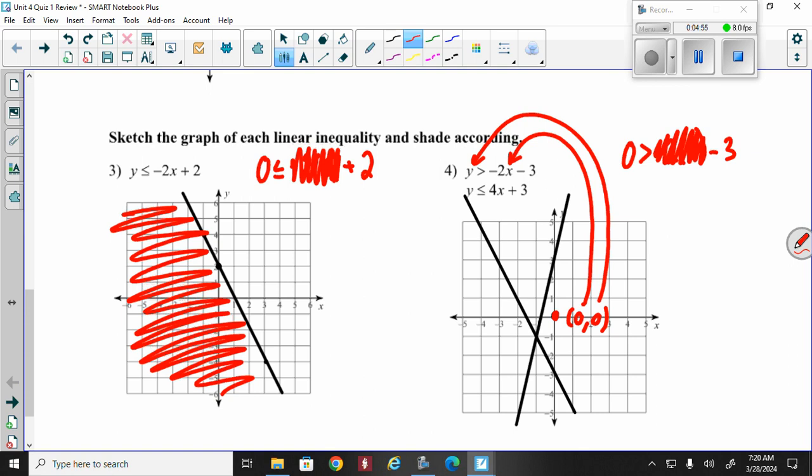So is 0 greater than negative 3? The answer is yes, it is. All right, so let's try it in for the other one. So 0 less than or equal to 4 times 0 plus 3. Again, 4 times 0 will 0 out. So is 0 less than 3? The answer is yes. Oh, it actually worked out both.